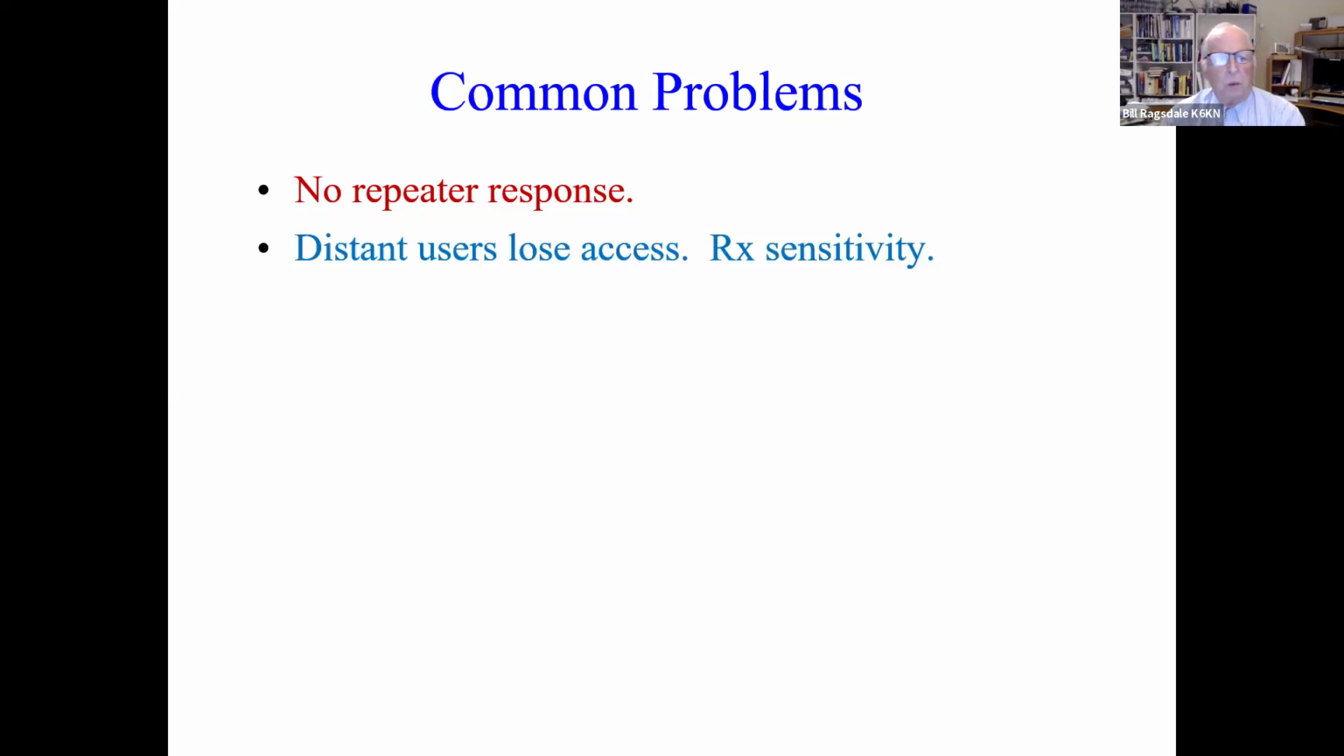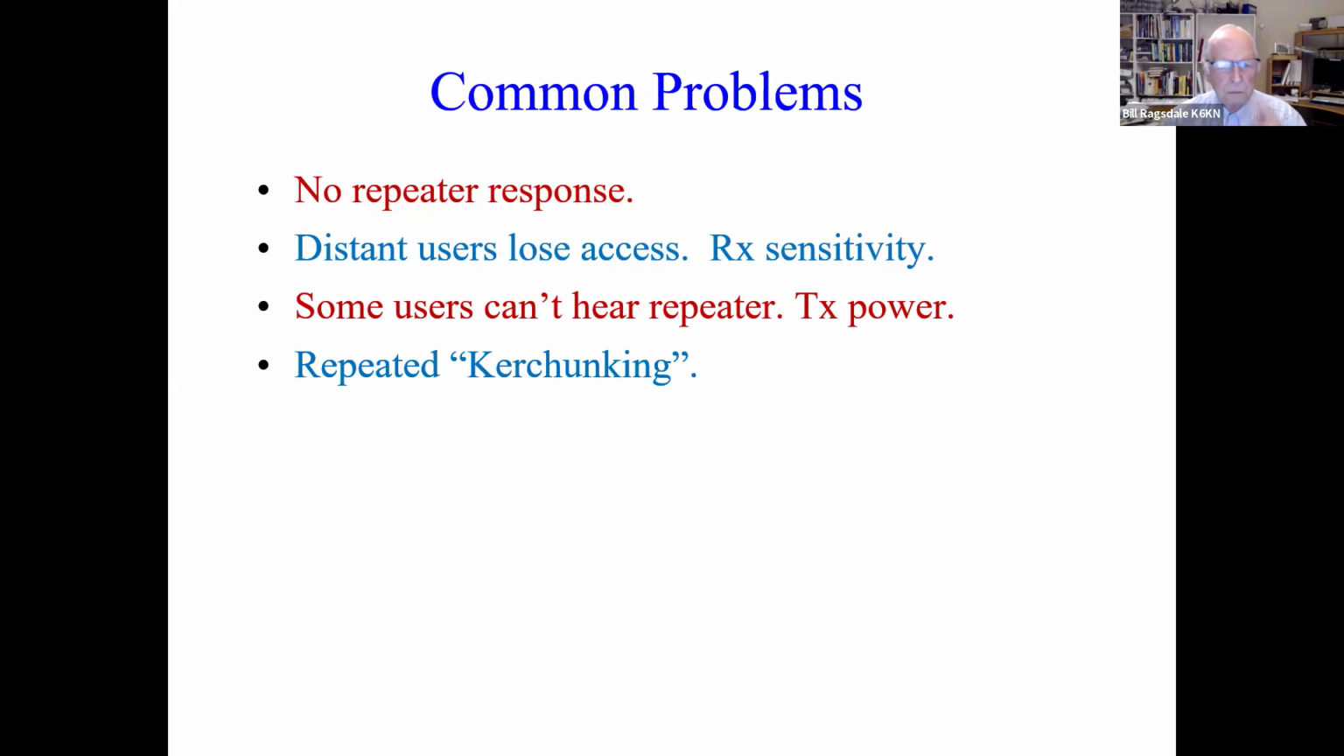Another one would be distant repeaters complain that they don't have access anymore. They say, well, I used to be able to work that repeater and I can't anymore, which essentially is receive sensitivity. The repeater can't hear them. Then you have a situation where some users can't hear the repeater. They key it up and other people can hear them, but they can't hear the repeater. In that case, it's transmitter problems, antennas or power.